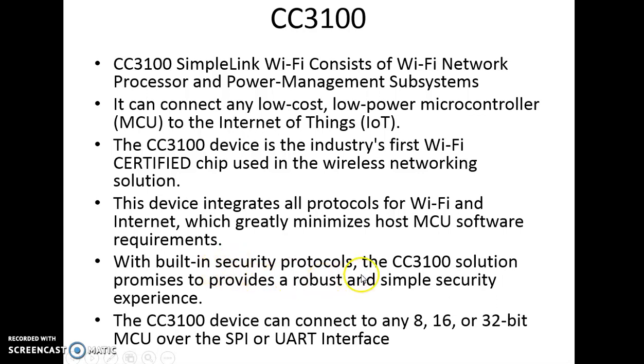There are also built-in security protocols. The CC3100 solution promises to provide a robust and simple security experience. So it is even more secure, so it is better. It can connect to any 8, 16 or 32-bit microprocessor over SPI or UART interface. These are serial communication interfaces we have already discussed in previous lectures. So serial peripheral interface and UART, it can connect with any 8, 16 or 32-bit MCU. Okay, so we can use it with almost any microcontroller. Fine.